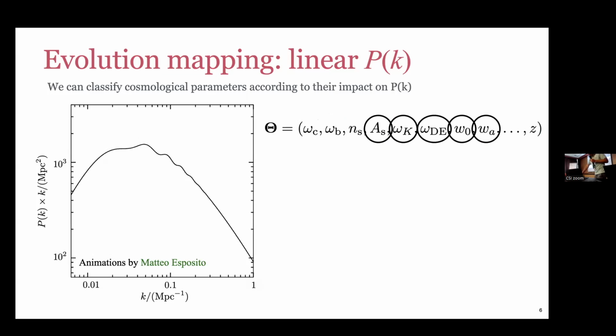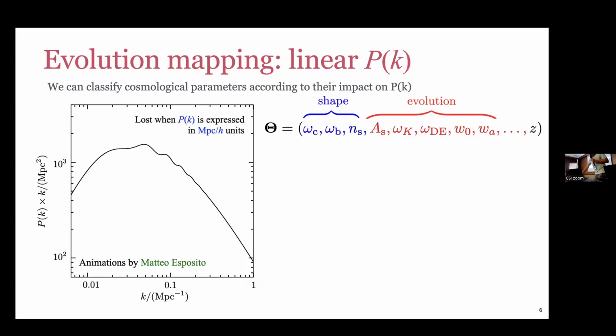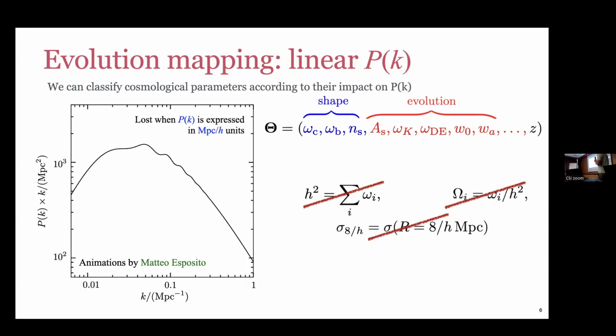Keep in mind that this only holds if you use units in megaparsec instead of megaparsec over h, because h in this case will be a mixture of shape parameters and evolution parameters. So it will obscure these degeneracies that we are interested in. And so since all of these evolution parameters are degenerate, we can compress them in a single parameter, which we choose to be sigma 12, the amplitude of matter fluctuations at scales of 12 megaparsec, not 8 megaparsec over h, because of the reason I just mentioned.